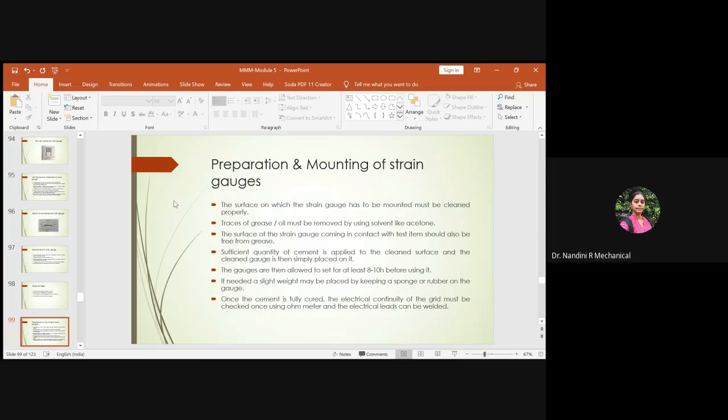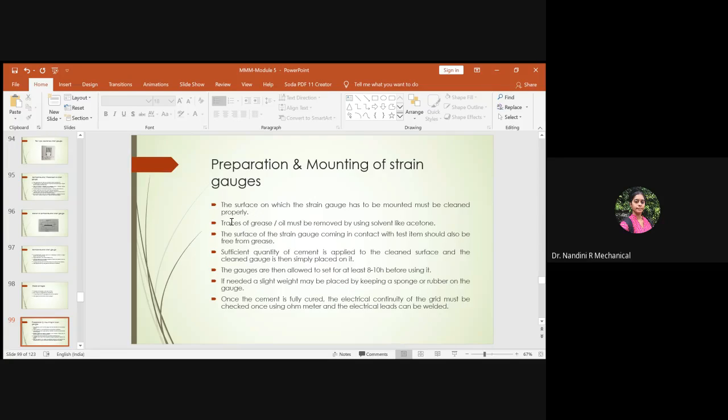So the first step is that the surface on which the strain gauge has to be mounted should be cleaned properly. The strain gauge could be embedded on a movable platform, or on a foil, or on a wire, the wire or foil methods you have studied. So the surface on which the strain gauge has to be embedded or mounted has to be cleaned properly.